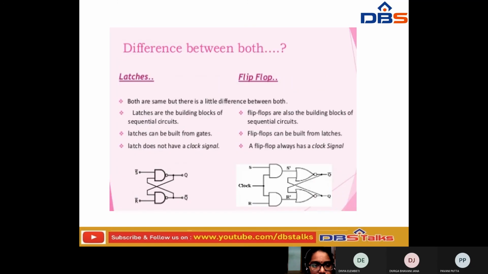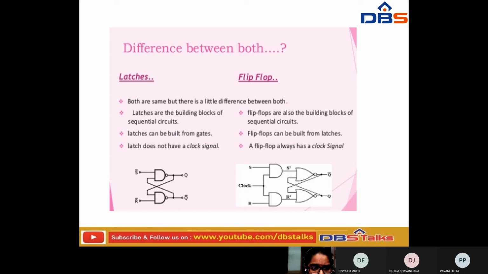So now let us see what is the difference between latches and flip-flops. That is, what is a latch and what is a flip-flop. See, the first thing is both are the same. Both latches and flip-flops have the same functionalities, but there is a little difference between the two. Now let us see what the little differences between these two things are.